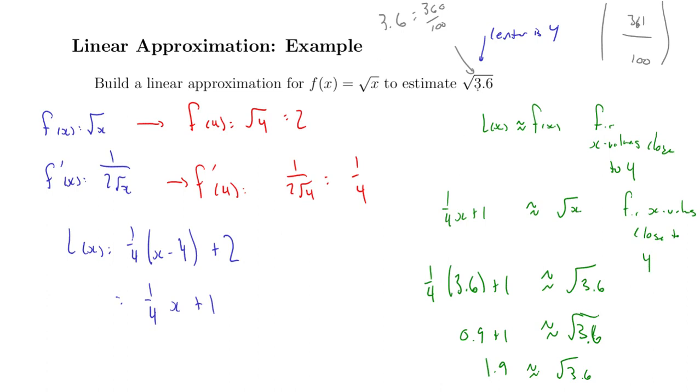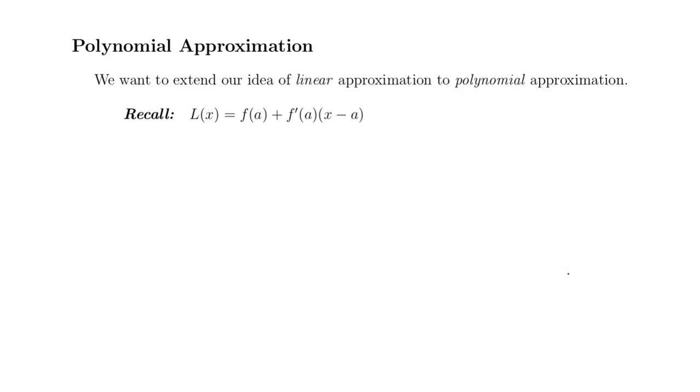So maybe when we see this 3.6, it's reasonable to just jump to the fact that the center might be 4. Now that leaves us with a center that's further away from the X value that we're looking at, and so we say X value is close to 4, and maybe this isn't as close to 4 as we would like. So how do we fix it? How do we get a better approximation? Well, the easy answer is to, instead of fiddling with the center, try to use a polynomial to approximate this. So we're going to extend our idea of linear approximation to a polynomial approximation.